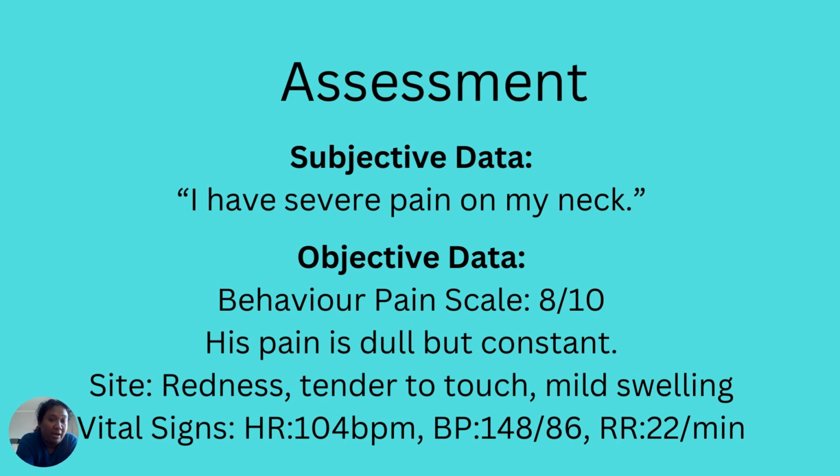So this is my objective data that I have prepared, the BPS of 8 by 10, and I've added the characteristic of his pain, and also how the site looks like, and how tender it is to touch. And I've also added mild swelling, that is observable. I've also added a sample vital signs which might indicate he is in pain.